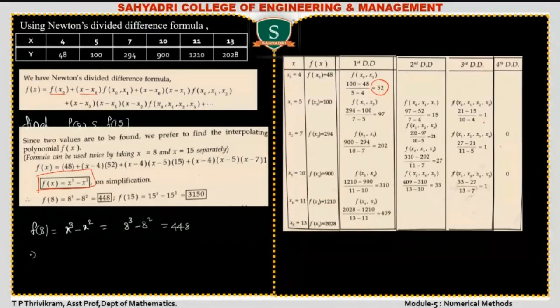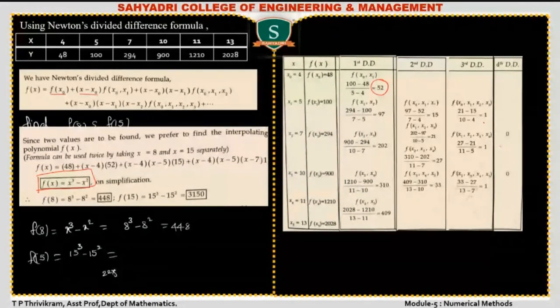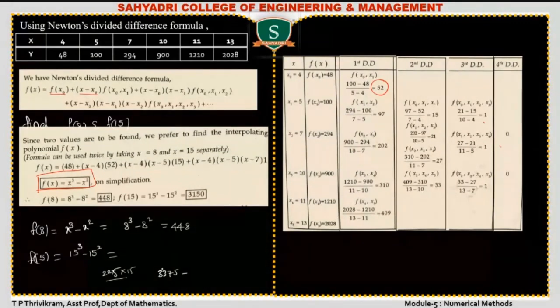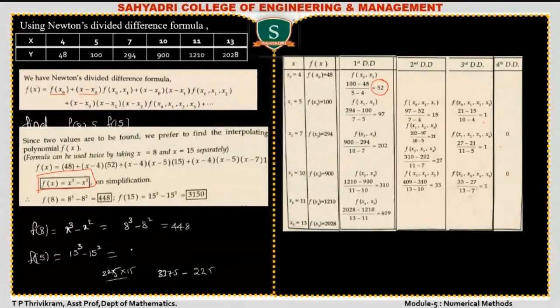Next, similarly, f of 15 is nothing but 15 cube minus 15 square. 15 cube, 15 into 15, 225. 225 into 15, 3375. So 3375 minus 15 square, 225, we'll get 3150. That is what we did.